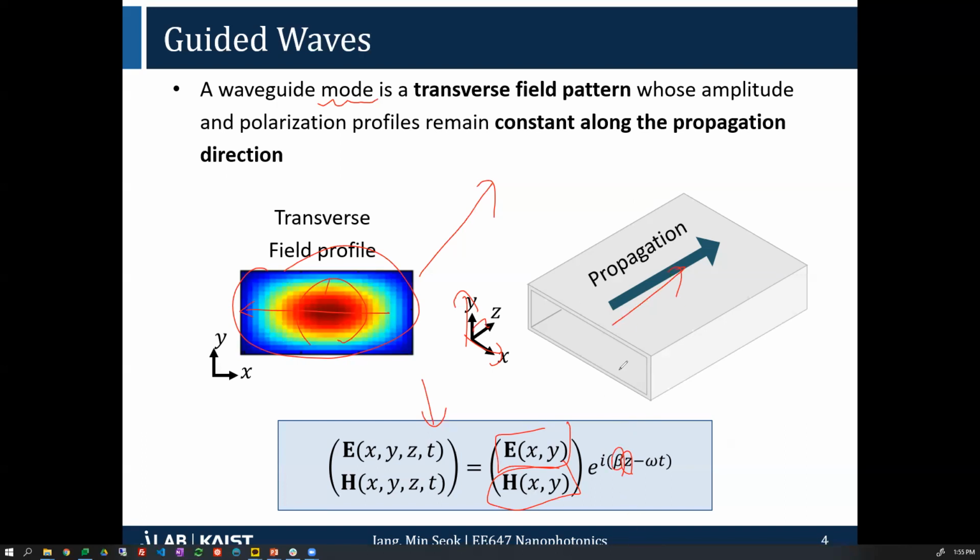So if you draw the variation of the field along the z direction, they're just oscillating with a period of 2 pi over beta, right? So that's what's happening along the propagation direction, and perpendicular to the propagation direction, their transverse field profile remains the same. So that's basically what we call an eigenmode of the waveguide. What defines the eigenmode of the waveguide is beta, right? So once beta is determined, the transverse field profile is fixed.